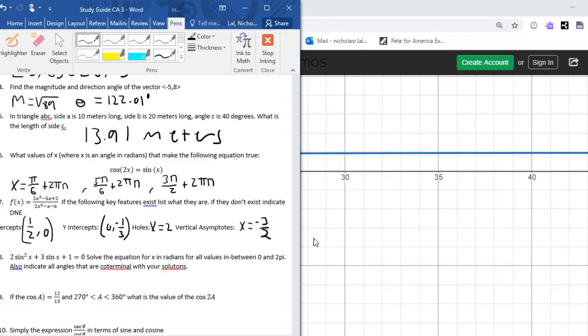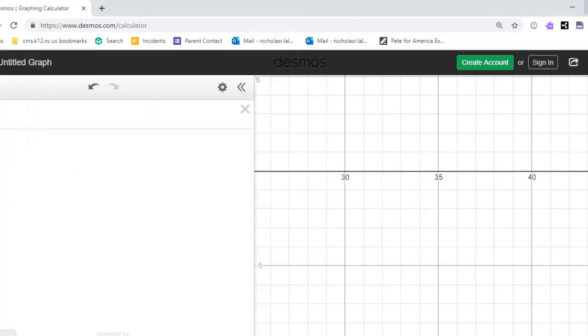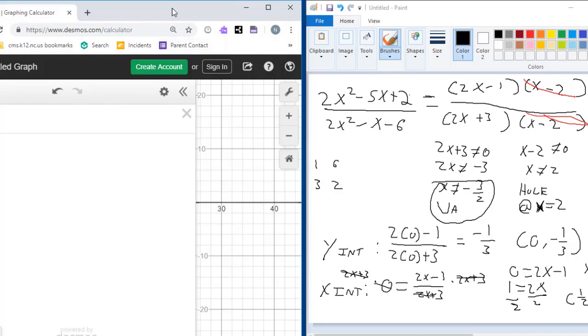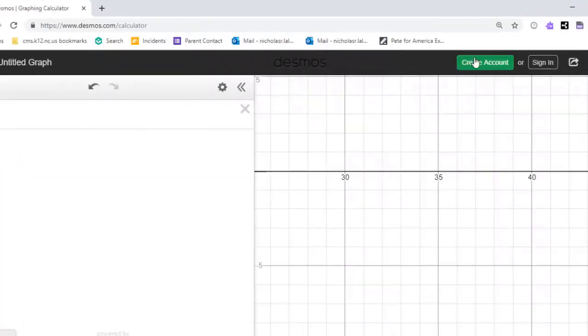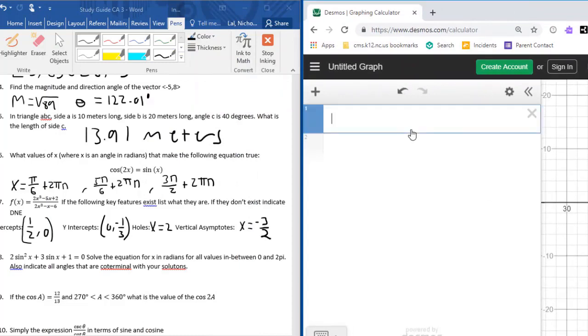Problem 8. 2 sine squared of x plus 3 sine of x plus 1 is equal to 0. Alright. This is very much a Desmos problem, or sorry, a graphing calculator problem. I have shown a way to solve this without it, but in the interest of time, I'm just going to show you an efficient way to go about it.